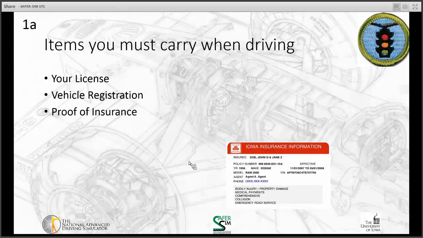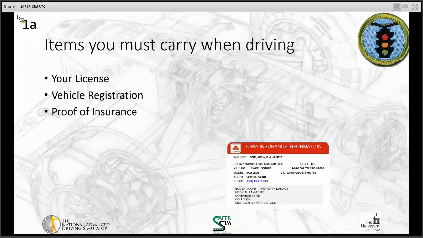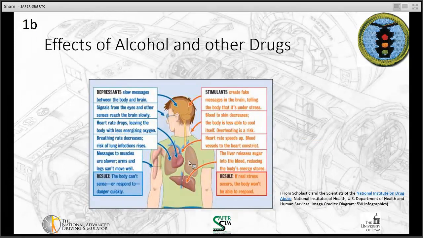So next up, we're going to move on to 1B. And we're going to talk about the effects of alcohol and other drugs. So, effects of alcohol and other drugs. There's two different types of things that happen with your body. They can be classified into stimulants and depressants. And so, we're going to start with depressants.